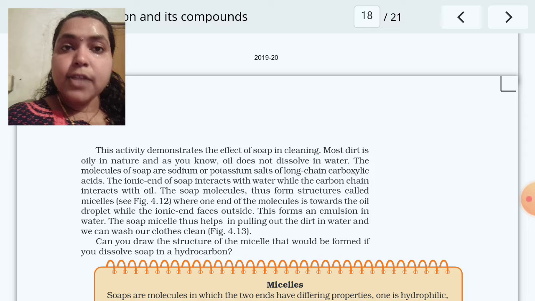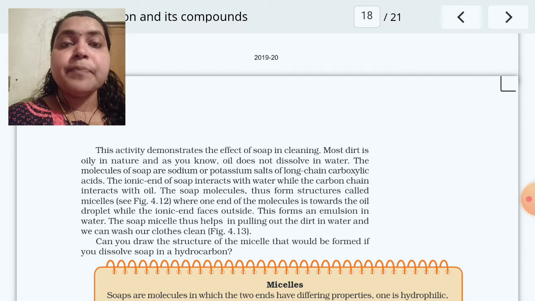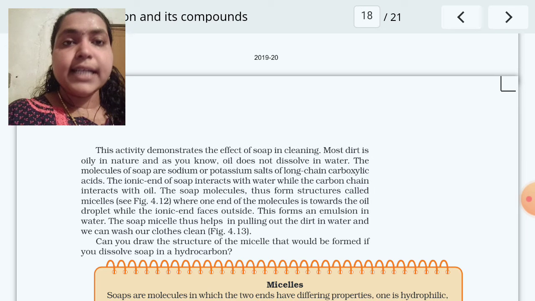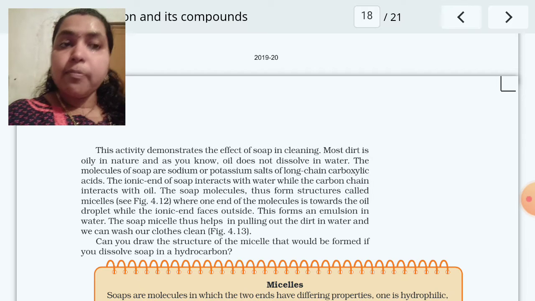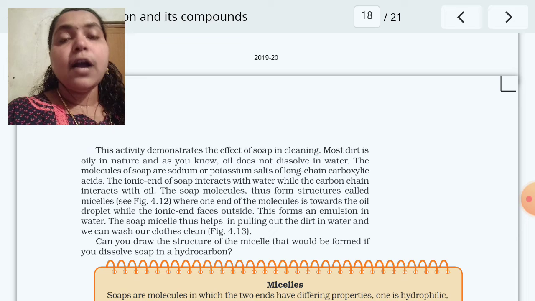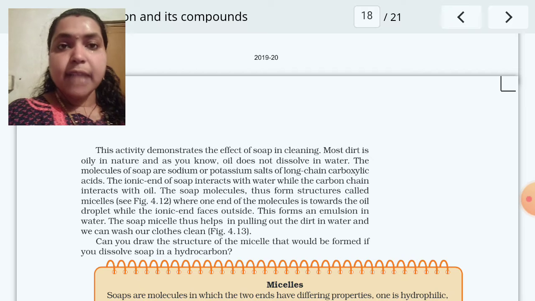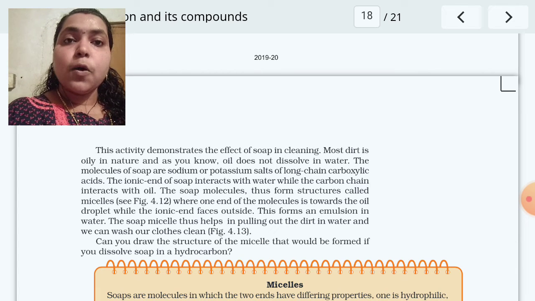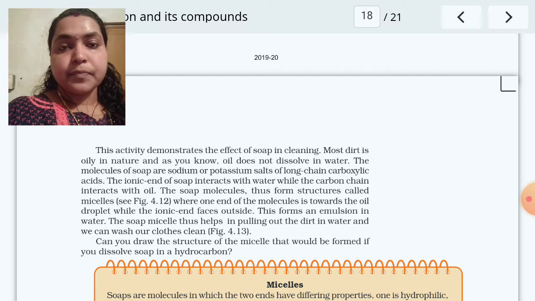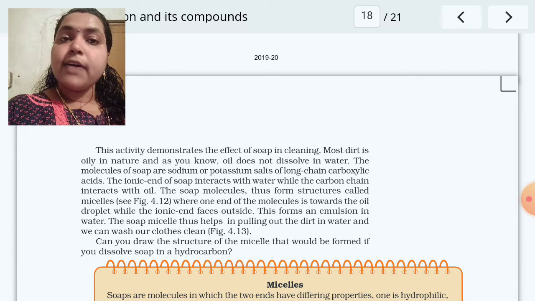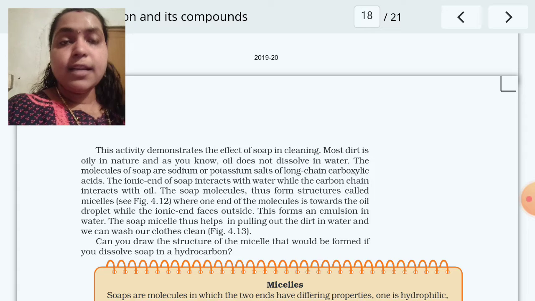The hydrophilic head only dissolves in water. That means it is water loving. The hydrophobic part only dissolves in oil. The hydrophobic end is the carbon end, that is the carbon chain, and the carbon chain only dissolves in oil. So oil will dissolve in this hydrophobic end, and the hydrophilic end always dissolves in water.